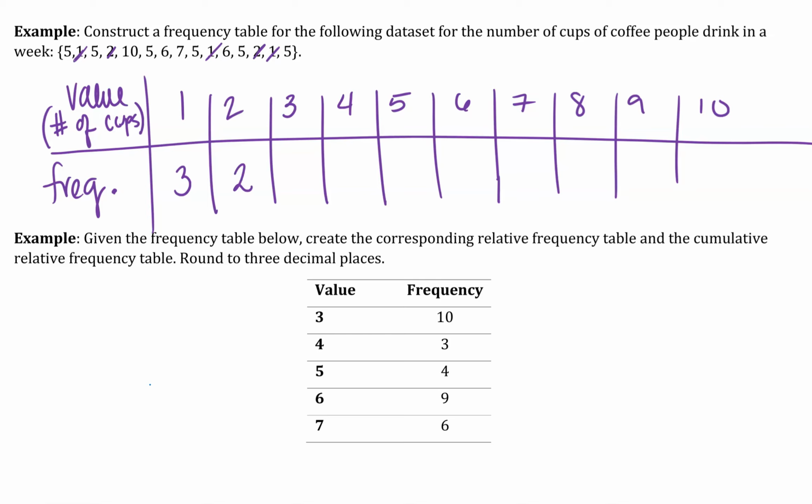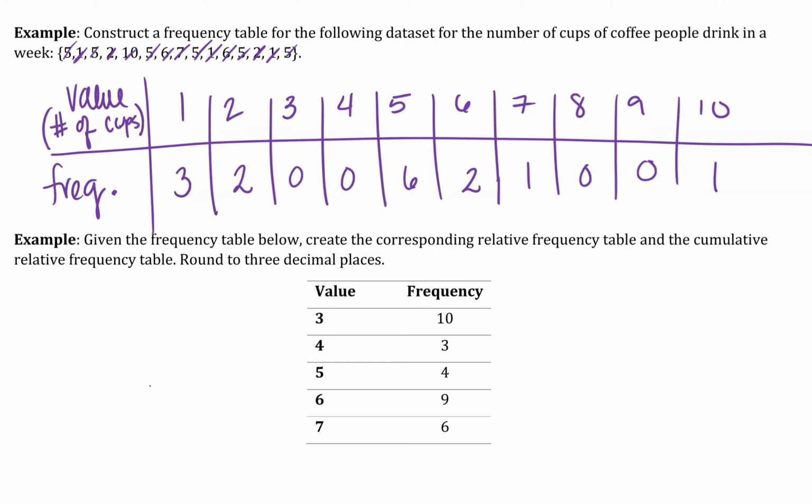So at this point, if you would like to pause the video and finish filling out this table, play it to check your answers. So here is the frequency table that I came up with. Looks like 5 cups of coffee in a week is the most common, or has the most frequency. Then there are a few that have 0. So the value 3, the value 4, 8, and 9 all have 0. Okay, so that's constructing one from scratch with a set of data. Let's try another example.